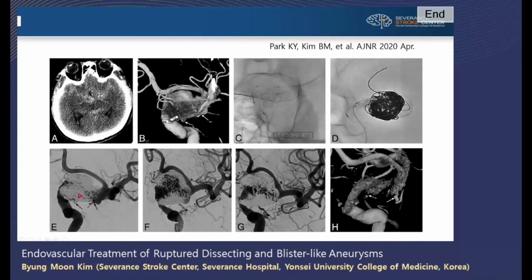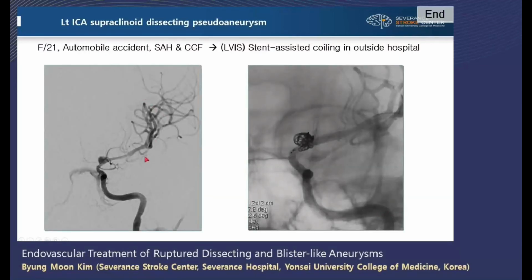This is the final control angiogram. The 1 year follow-up angiogram shows recurrence like this. So I placed two overlapping pipelines. This is the 1 year follow-up angiogram. You can see complete reconstruction of the artery. This is very promising.